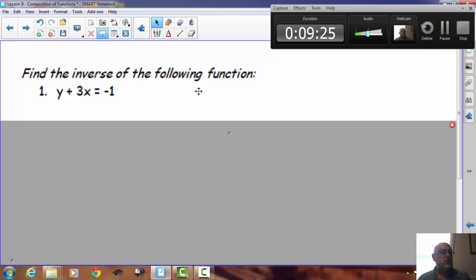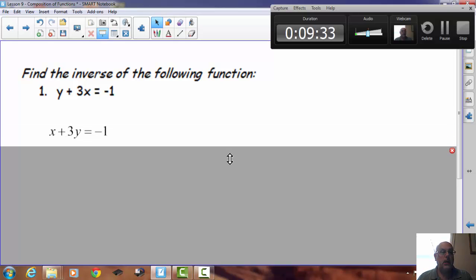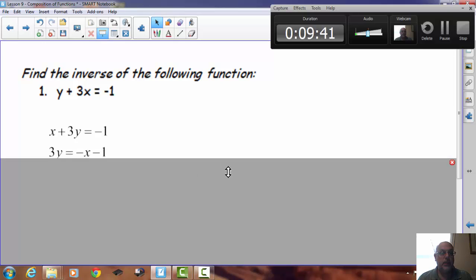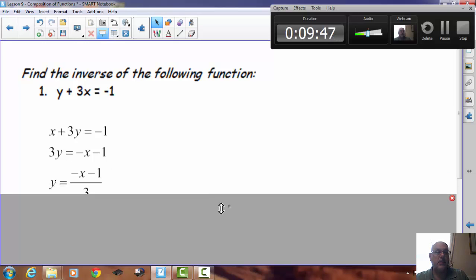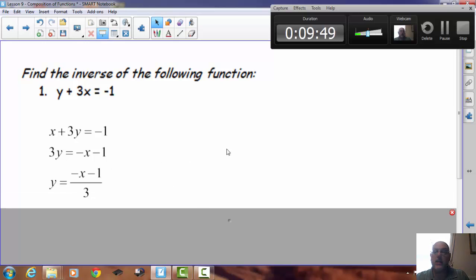Let's look at the inverse of a function. So you're given the function y plus 3x equals negative 1. So we swap the y for an x and the x for a y, and you have x plus 3y equals negative 1. Subtract x from both sides, and you have 3y is equal to negative x plus 1. Divide everything by 3, and y is equal to negative x plus 1 over 3.